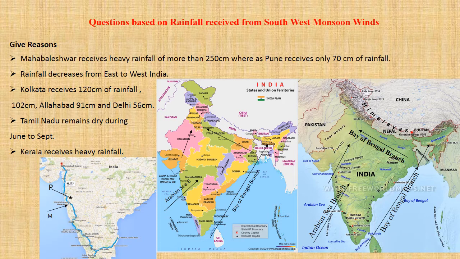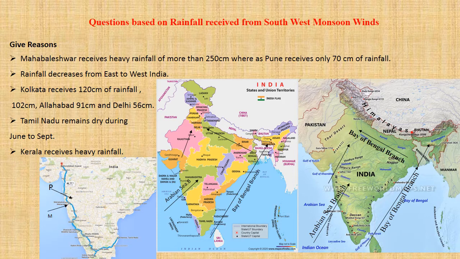Tamil Nadu will receive less rainfall from the Bay of Bengal branch as it runs parallel to the coast of Tamil Nadu. What about the Arabian Sea branch? Does it give more rainfall to Tamil Nadu? Again here, the answer is no. The Arabian Sea branch, till it reaches Tamil Nadu, travels from the southwest coast to the southeast coast, and it will lose moisture till then. So Tamil Nadu will not receive heavy rainfall from the Arabian Sea branch too.